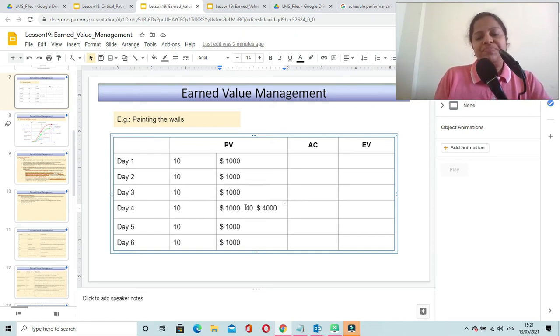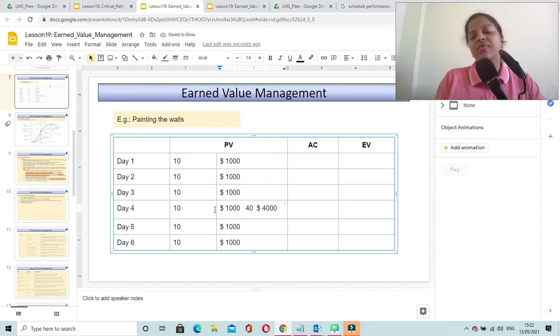So now what we are going to do is understand how we are performing. So as to understand whether we are on track or not, let us try to measure the performance, or let us try to analyze the performance on day 4. So at the end of day 4, as per this plan, we should have painted 40 walls, isn't it? And the amount that you should have consumed by end of day 4 should be $4,000. I have added these values together.